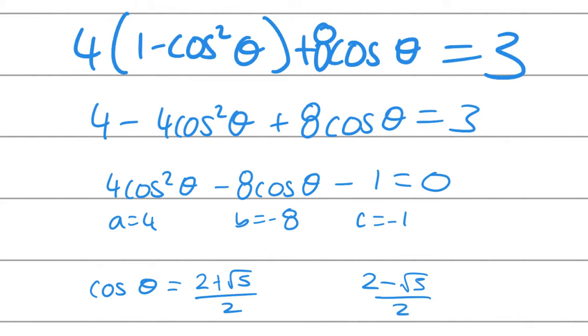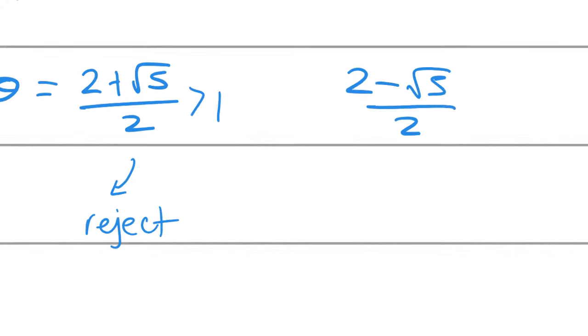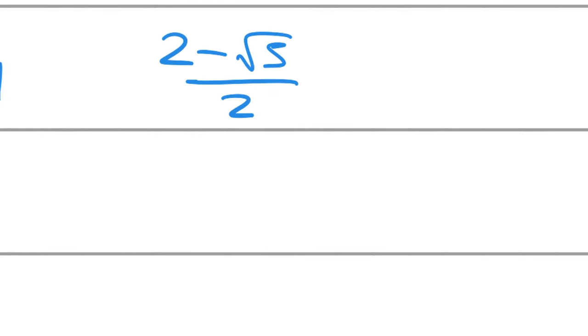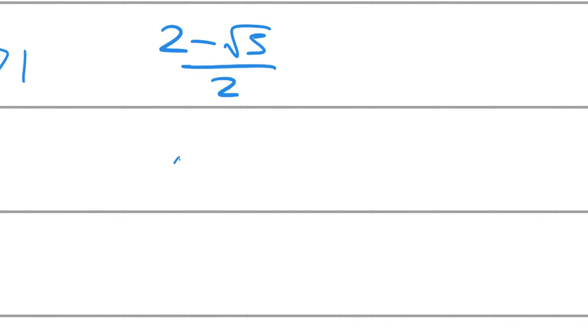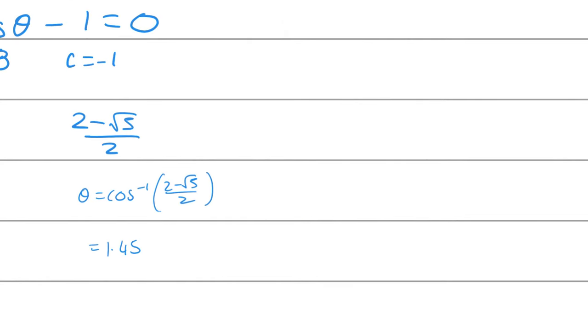Now, (2 plus root 5) over 2, believe it or not, is greater than 1. Okay, so what are we going to do? Reject. Even if you try to put that into your calculator, shift cos of this is going to say syntax error. So then we're going to get this. When I do theta equals cos to the minus 1 of (2 minus root 5) over 2, what do I get? 1.45.